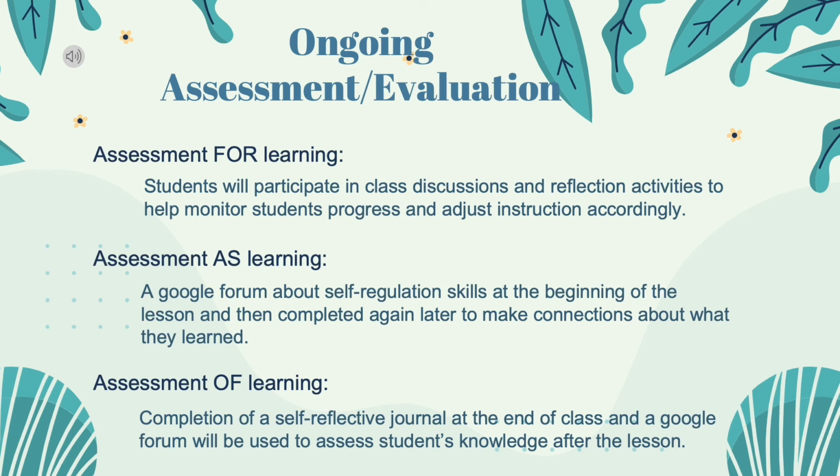Assessment as learning is the use of ongoing self-assessment by students in order to monitor their own learning. In addition to the Google form at the beginning, we will also include one at the end where students can make connections about what they have learned. Finally, assessment of learning. It's the approach that creates feedback to students so they know what they did well and what still needs improvement. This will be done through our self-reflective journal at the end of class, where students will write about social emotional skills and healthy living and everything they learned about by relating it to a scenario.